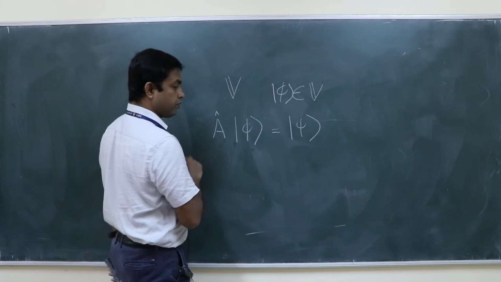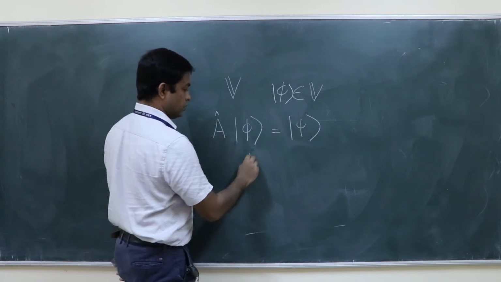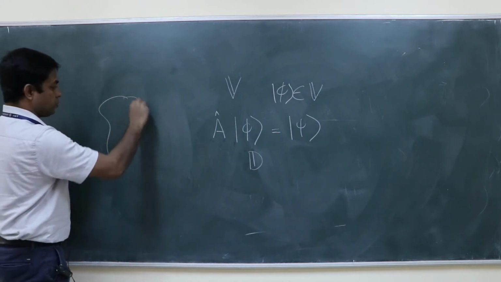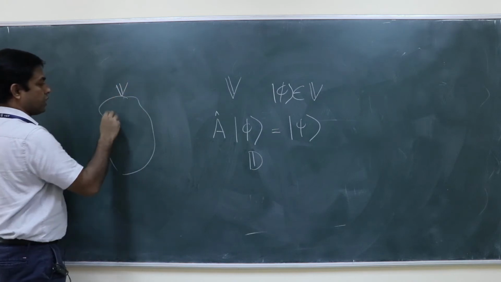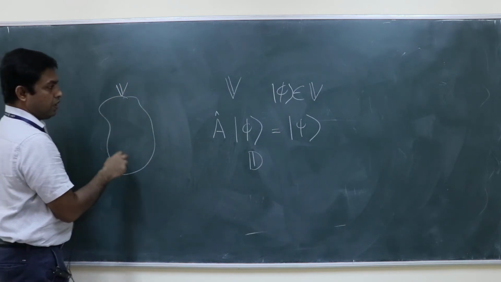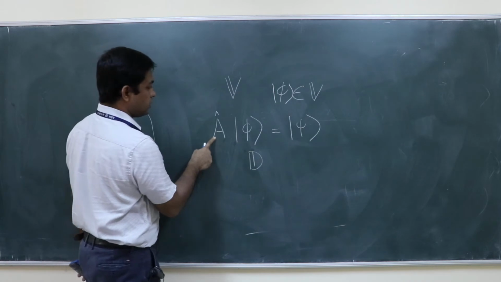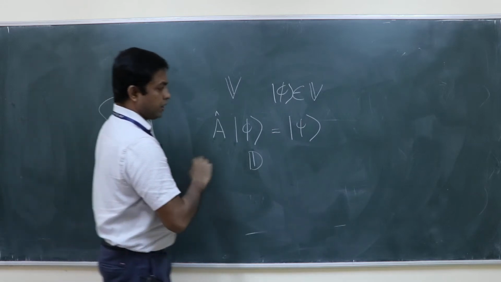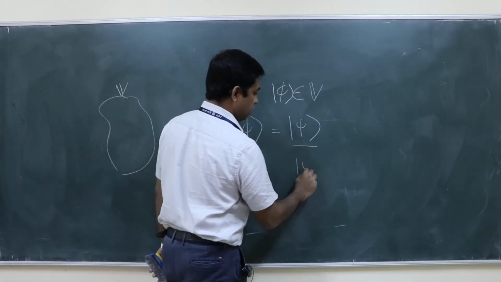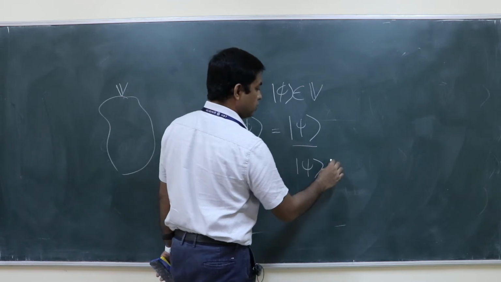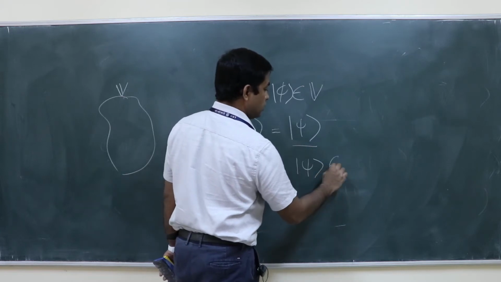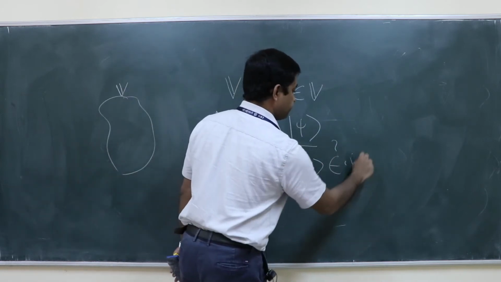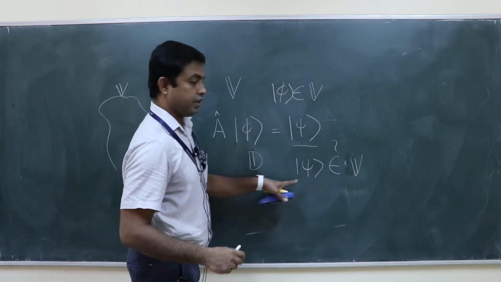So what is the domain of this operator? There is a space, say this is your V, and there are so many vectors in it. Under the action of this operator, there is no guarantee that this psi also belongs to V. So this is not guaranteed always.